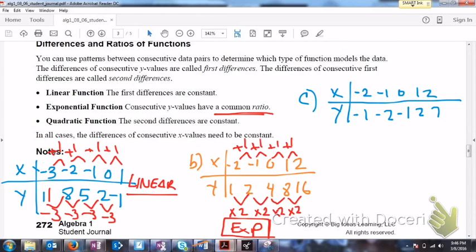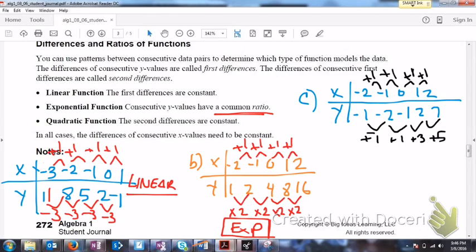So again, we know since the top ones are the same, we add 1 each time. No big deal. But if we look at the bottoms, we don't add the same number each time. The first time we add 1, then we actually subtract 1, and then we add 1, then we add 3 to go from -1 to 2, and to go from 2 to 7, we add 5, so we're adding a different number. So we look to see, can we multiply? No, we can't take the same number and multiply each time.